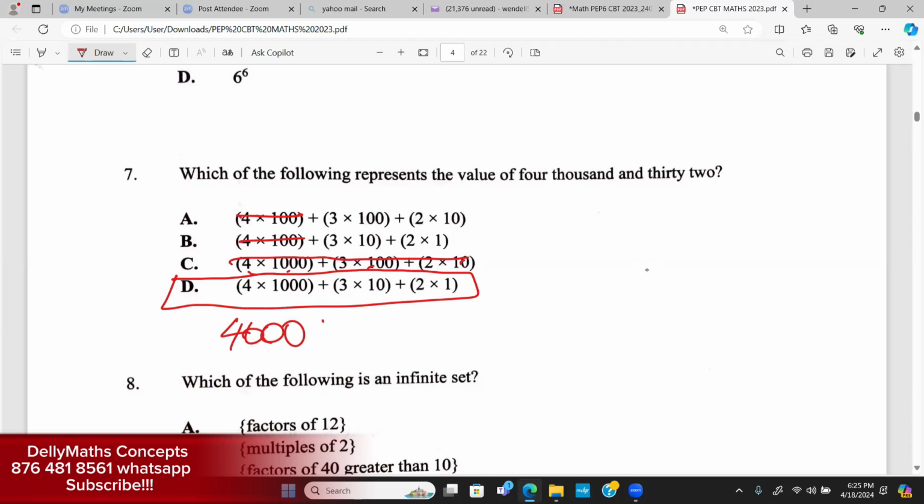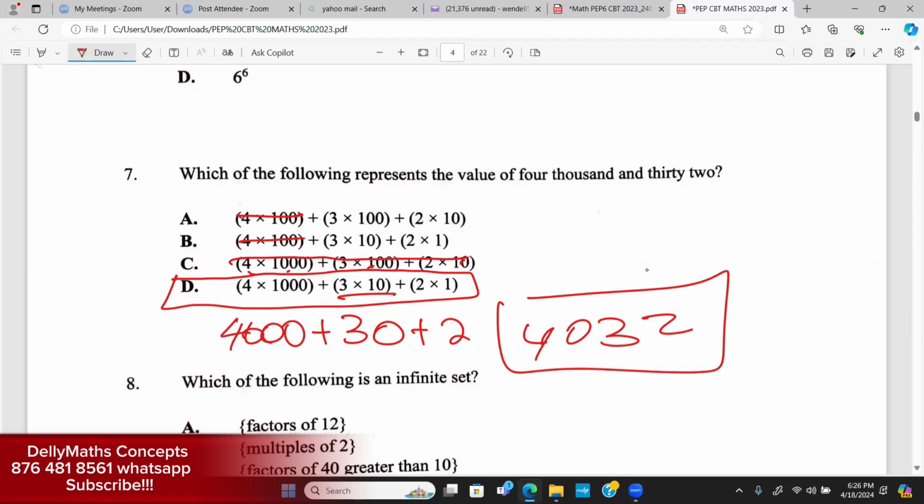4,000 plus 30 plus 2. So that's our 4,032. So be careful of what they want and what you're responding to. All right. So that is our 4,032. The answer is D.